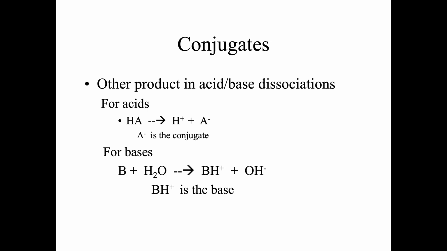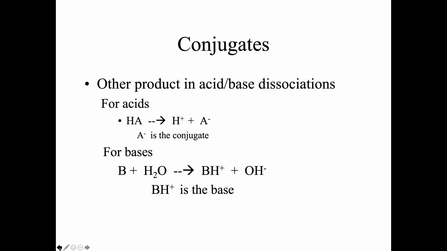All right, so I mentioned briefly that the other product is the conjugate. So in the reactions of acids and bases with water, and again I'm being a little lazy here, not putting the water in, the acid reaction forms H plus and another product. That other product is called the conjugate. Bases form hydroxide and another product. Actually, BH plus is not the base. BH plus is the conjugate of the base. That is the conjugate as well.